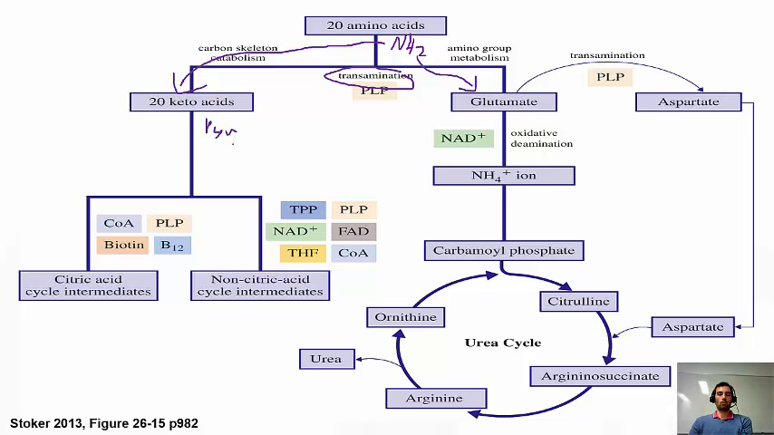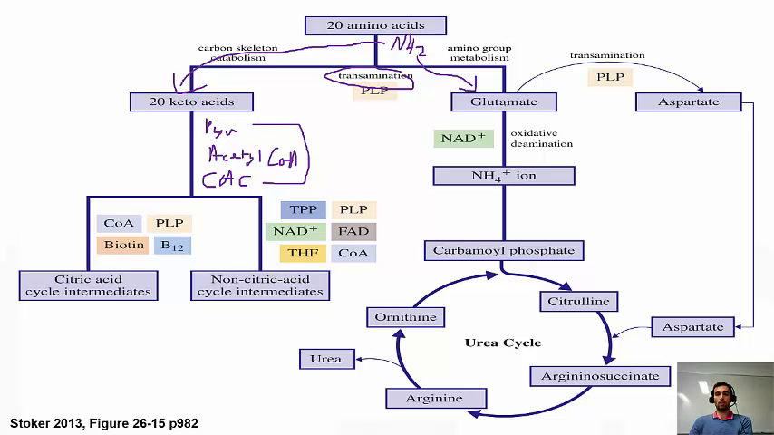pyruvate, which can be used in a variety of different reactions, including gluconeogenesis and citric acid cycle. They could be turned into the acetyl-CoA, or the keto acids could also be our citric acid cycle intermediates. So depending on which of the 20 amino acids we actually started with, that will dictate what the carbon skeleton actually is. So remember, carbon skeleton is another name for our keto acids.